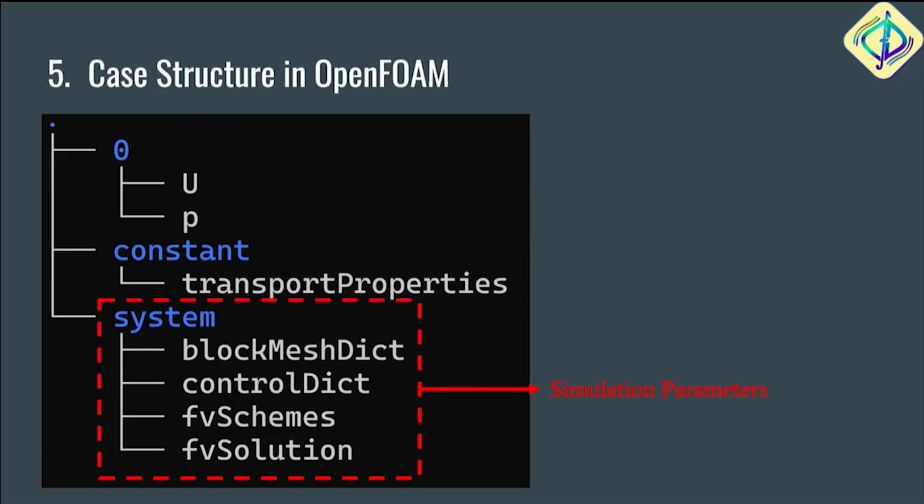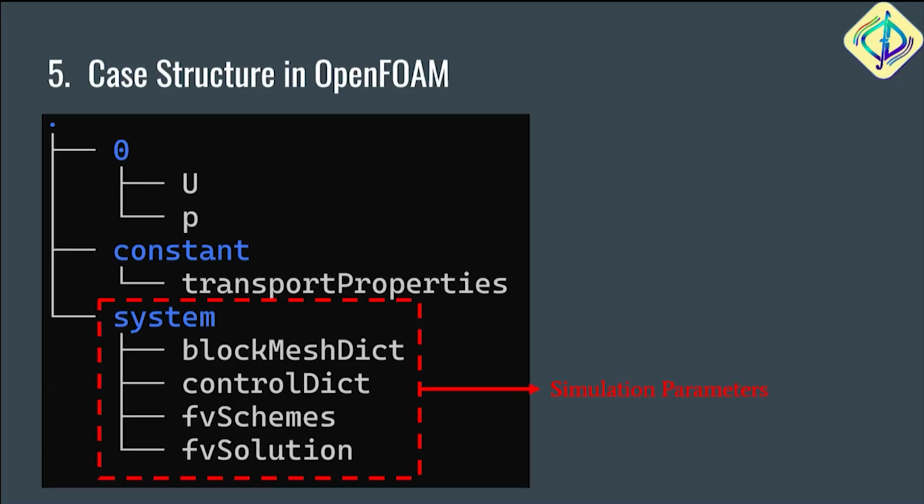Then lastly, you have your system folder. This is where you'll have all your simulation parameters along with your mesh. So the blockMeshDict will create your mesh. You'll basically make the base mesh if you're using snappyHexMesh. So yeah, your meshing is done with blockMesh itself.